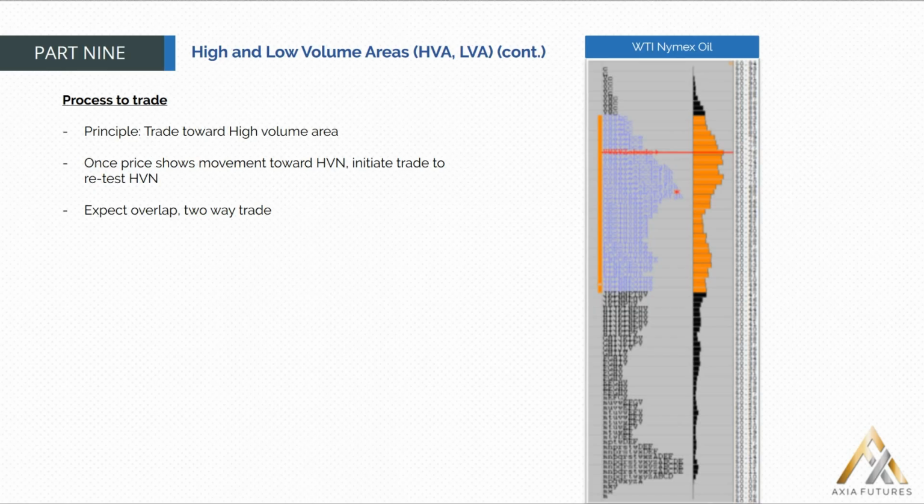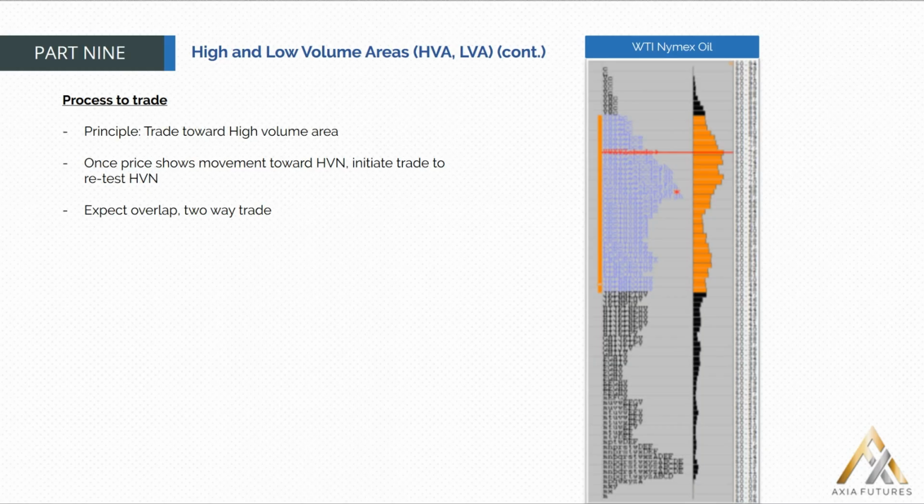Now note, remember what I said to you, this is not an exact concept. Expect a lot of overlap, expect a lot of two-way trade, but the principle remains that trade should facilitate toward the lower of the high volume areas. This is our example of a high volume area.